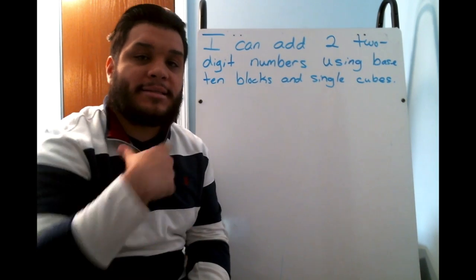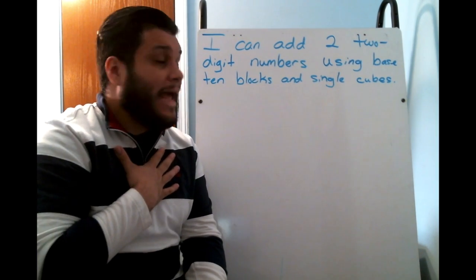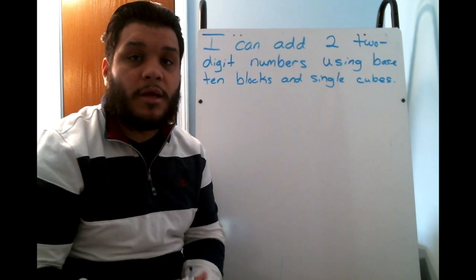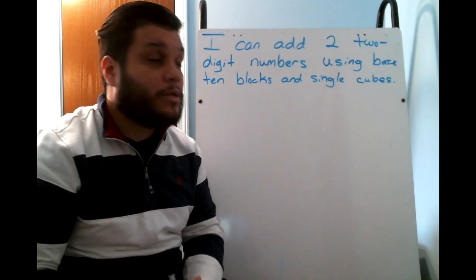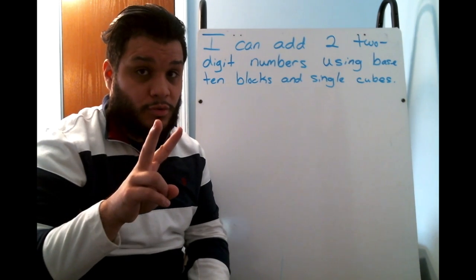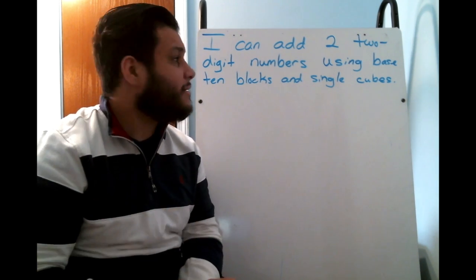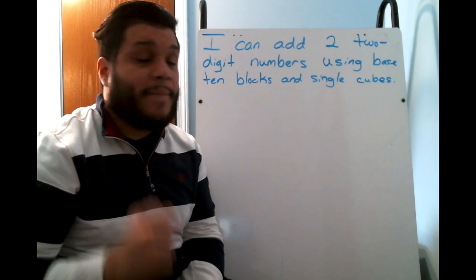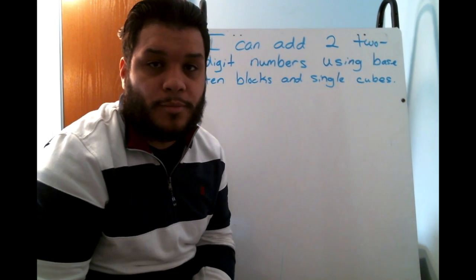Repeat our I can statement after me. I can add two-digit numbers. So we're using two-digit numbers. I'll explain that in a second. Using base 10 blocks and single cubes.